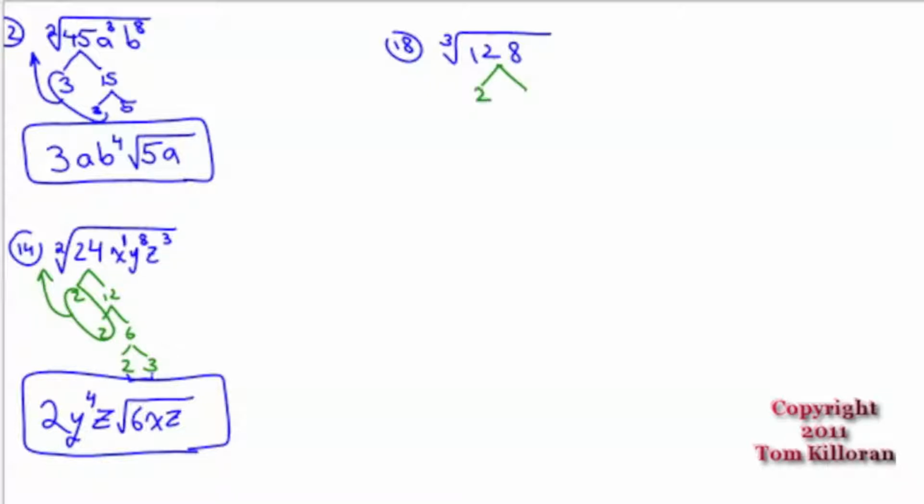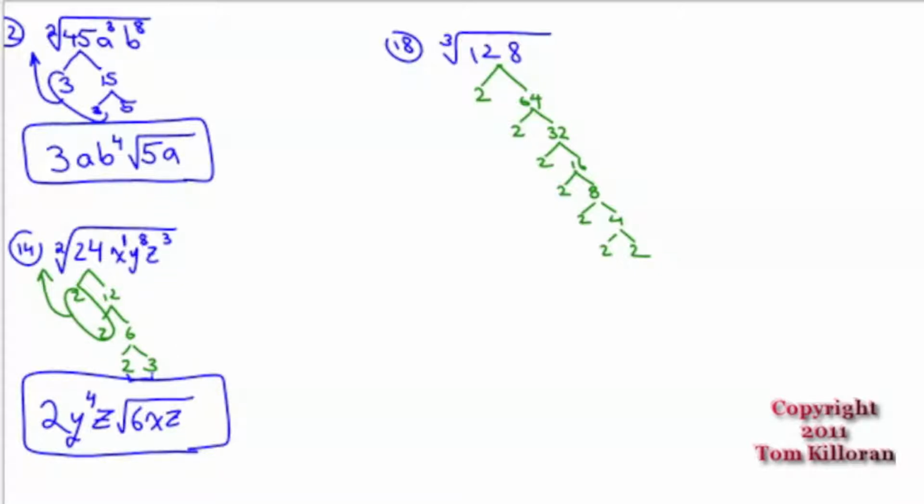How many times does 2 go into 128? 64. How many times does 2 go into 64? 32. 2 goes into 32? 16. Oh my gosh, look at all these 2s. 2 goes into 16? 8. 2 goes into 8? 4. 2 goes into 4? 2. It's all 2s. So 128 is just a product of a bunch of 2s.